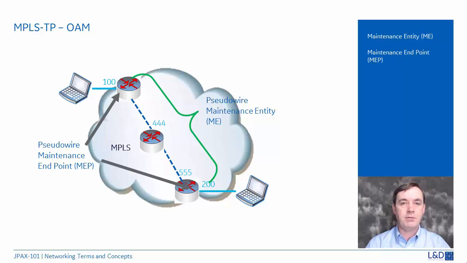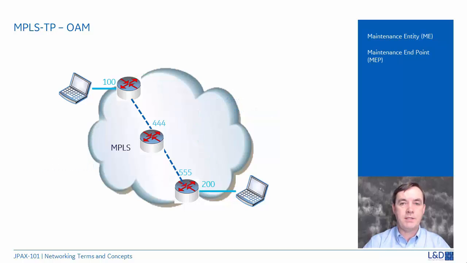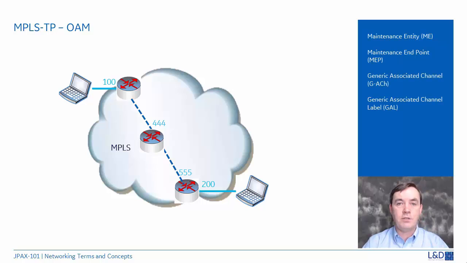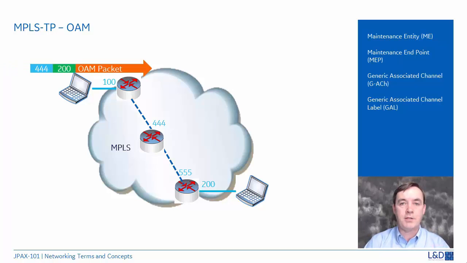MPLS-TP introduces a unique approach to OAM. With MPLS-TP, OAM packets for measurement and monitoring are carried in the LSP and pseudowire or service that they are monitoring or measuring. In most cases, when packets are sent from one endpoint to another, they are sent using the generic associated channel, which uses the reserved MPLS label called the GAL label or generic associated channel label, which has a value of 13. As an example, if the maintenance entity is a pseudowire using the green labels, the OAM packet is created with the pseudowire and LSP labels with the OAM label as the innermost label.